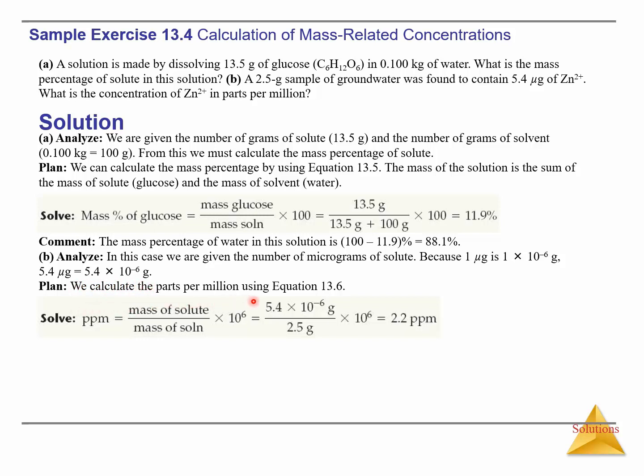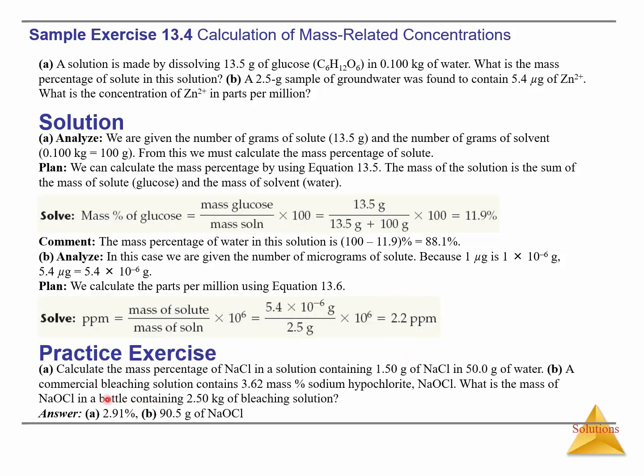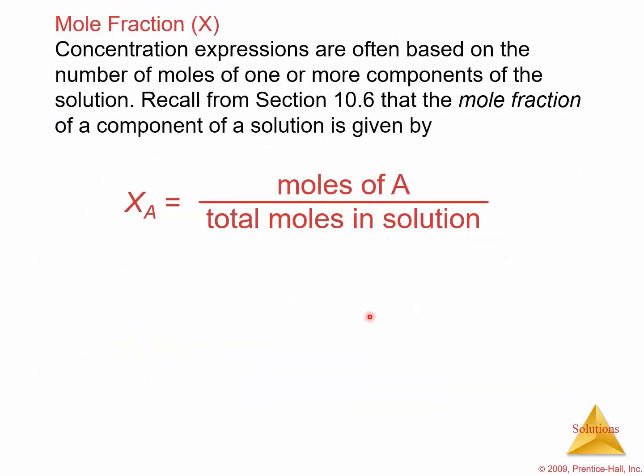We calculate the parts per million using the previous equation: ppm equals mass of solute over mass of solution times 10 to the 6, and then we will get this 2.2 ppm. You can solve the practice exercise below, which is similar to what we have talked about in this sample exercise. After that, we go to another way of expressing concentration, mole fraction.